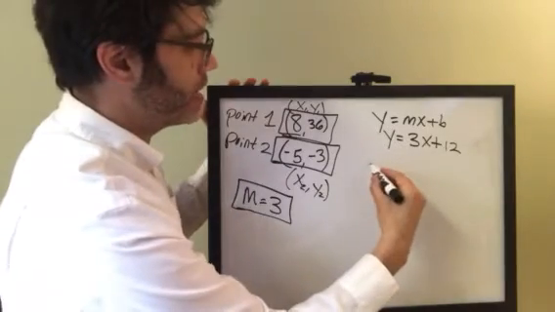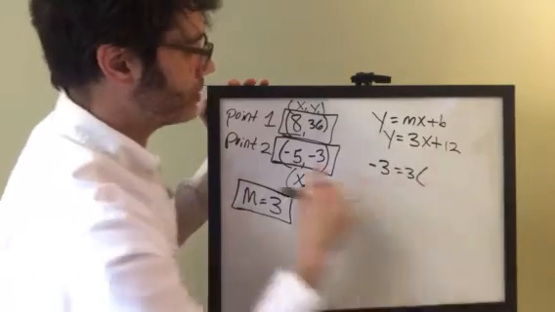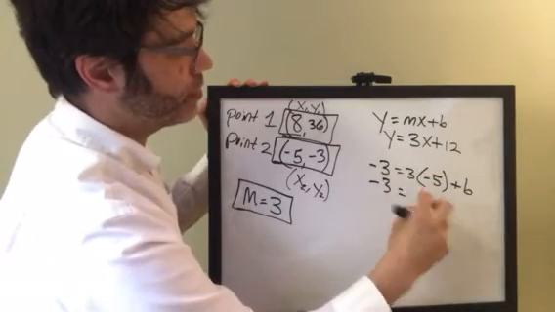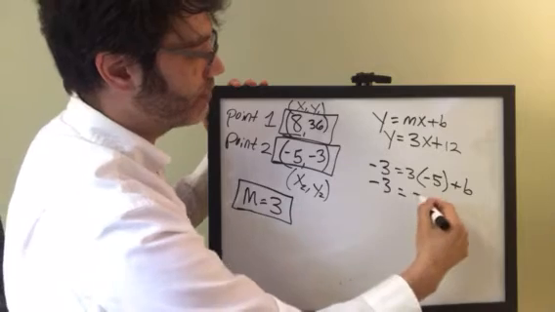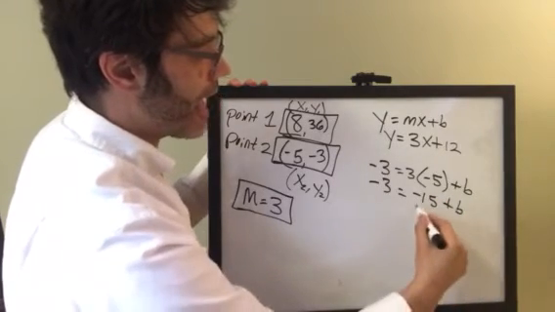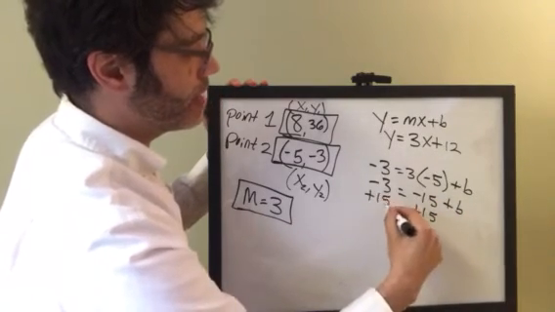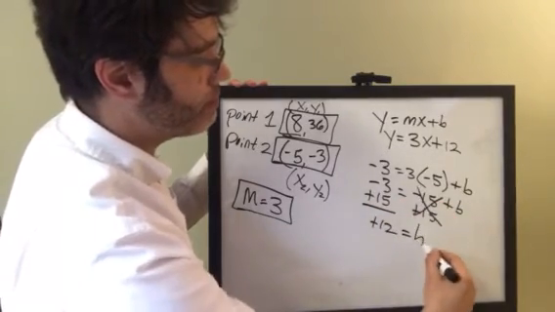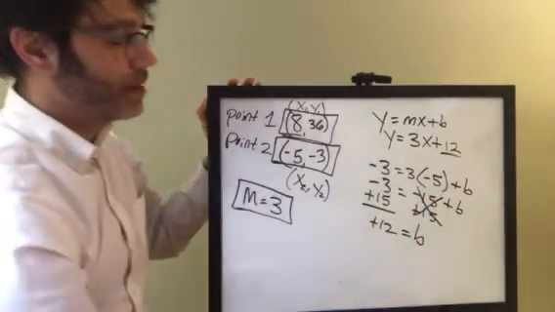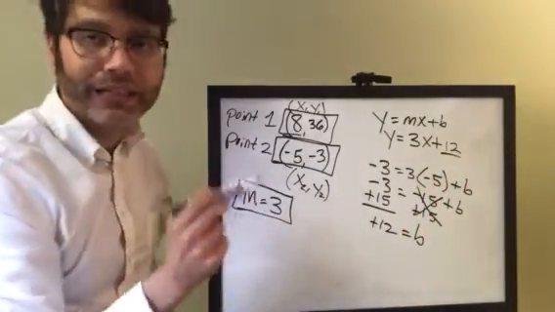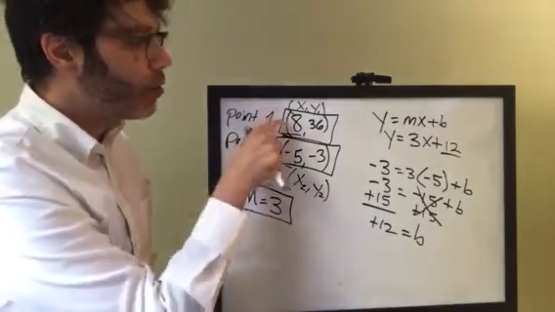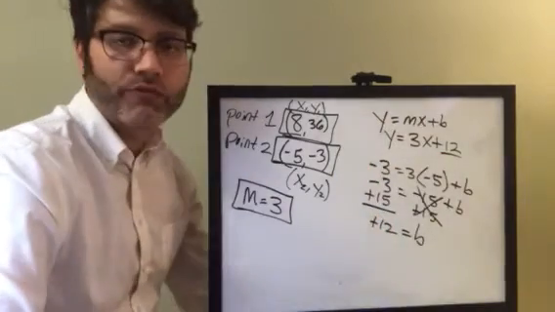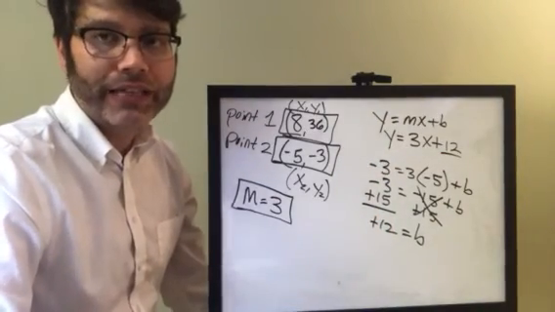So if I put in negative 3 equals 3 times x, in this case negative 5, plus b, that's negative 3 equals negative 5 times 3 is negative 15. And then I add 15 to both sides. Negative 3 plus 15 is a positive 12. These cancel out, I'm left with b equals 12. Again, same b that I came up with here. So here is an example where I only had 2 points, no graph, and I came up with the entire slope-intercept form of the equation without having to count anything out.